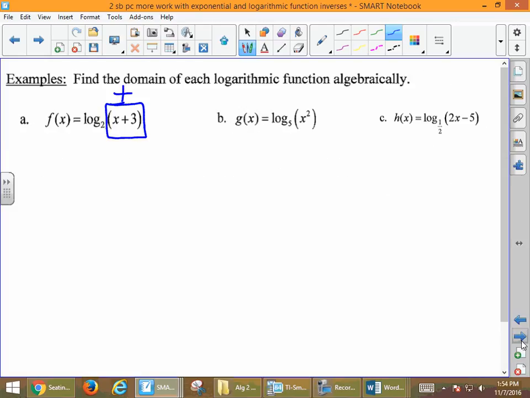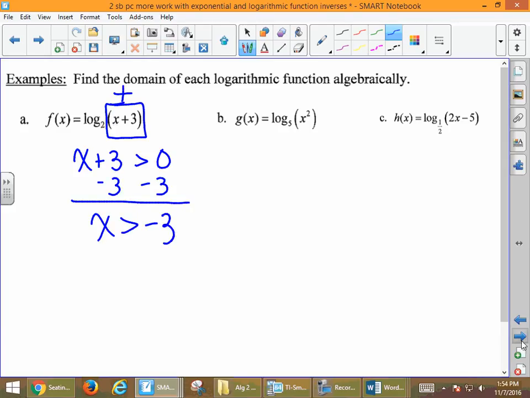So when we set this up to come up with the domain, we take the x plus 3, and we set it greater than 0. We didn't say greater than or equal to, we just said greater than 0. We can subtract 3 from both sides, and our domain of log base 2 of x plus 3 is x is greater than negative 3, also known as, in interval notation, negative 3 to infinity.